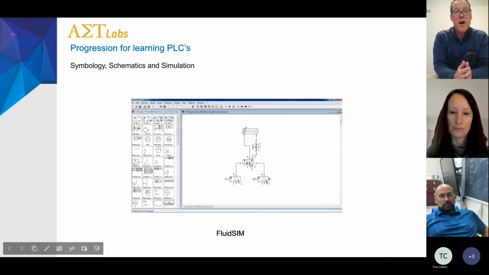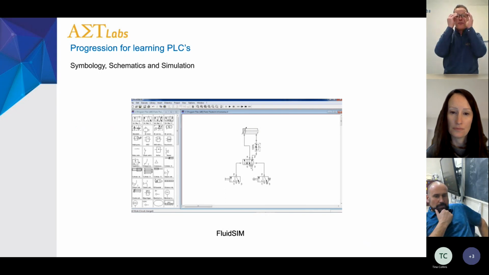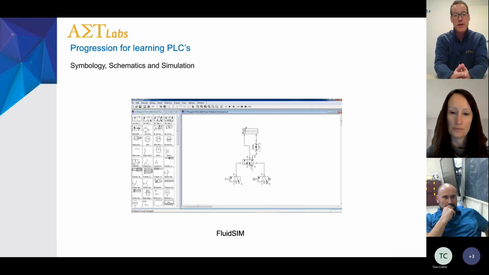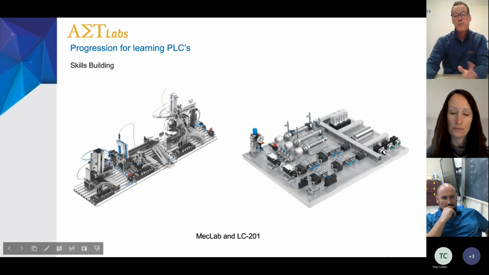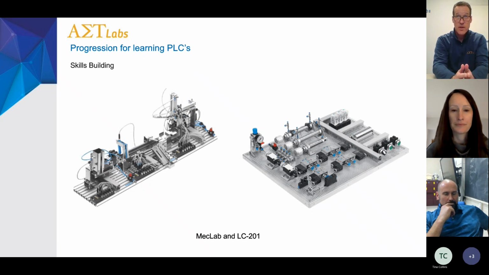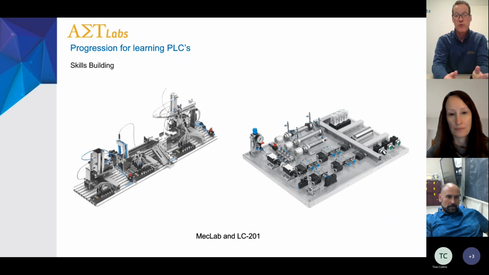So, okay, symbology, schematics, and simulation. FluidSIM, I think most people on here right now know what that is, but it's a simulation software. It comes free with your Mechlab when you buy it. This is where it all starts. And I'll say even within FluidSIM, there is a PLC emulator in there, which uses kind of sequential function chart programming, more with Boolean logic. So you can get a lot within that FluidSIM package.